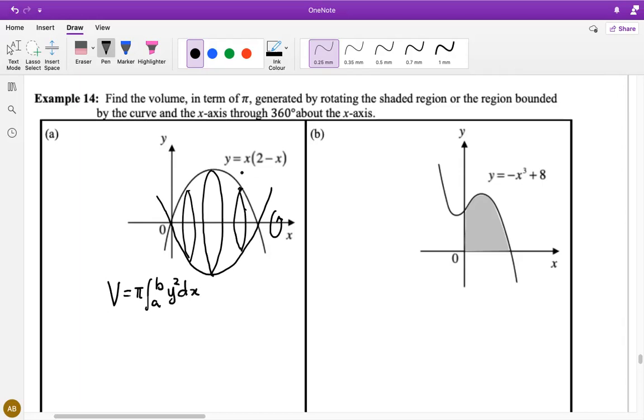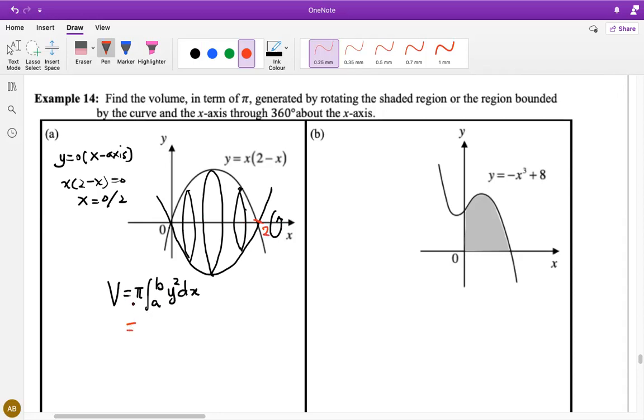Here our equation is y equals x times (2 minus x). Therefore, the intersection between the curve and the x-axis is 0 and 2. How to find it? We let y equal 0, because at the x-axis y equals 0. Therefore, x times (2 minus x) equals 0, so you get x equals 0 or 2. Here is 0, and the intersection at the x-axis is 2 here.